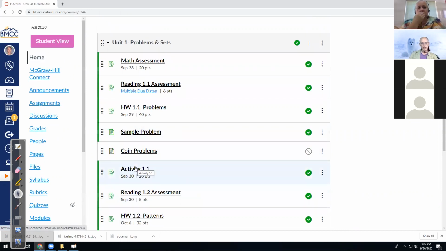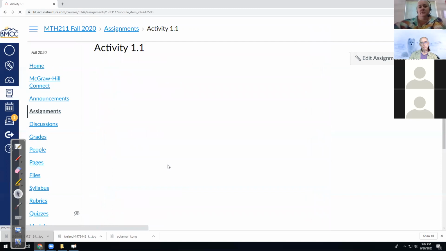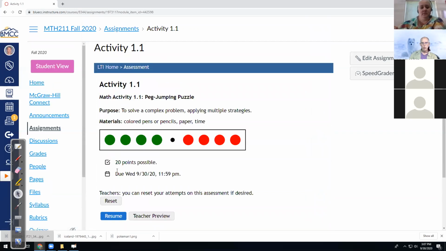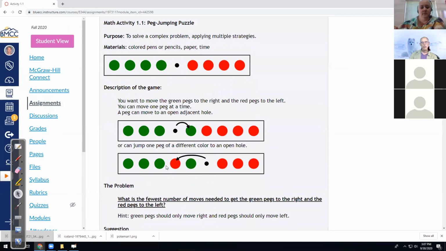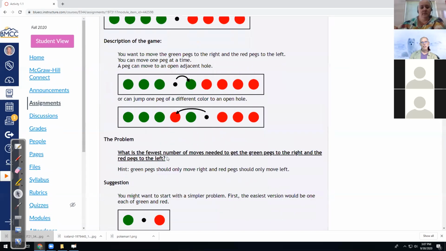So finish the homework, do the reading, and then start working on the activity. And by start working on the activity, I expected you to reread the instructions and try to get a handle on what this problem is all about. I give an example of starting the moves there, and then I state the question.